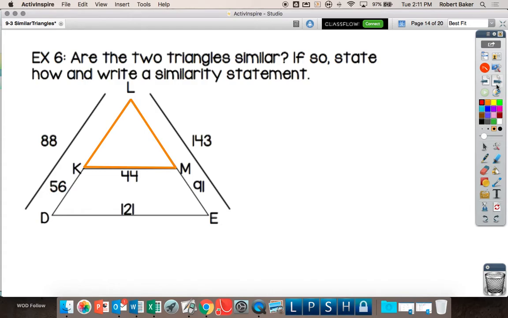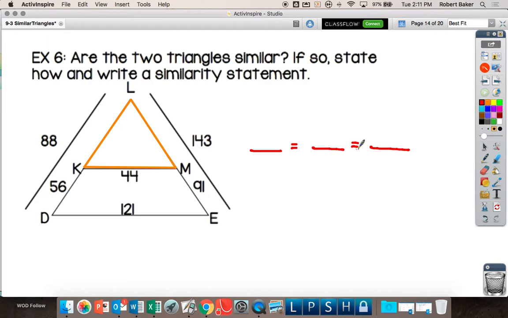So you get to choose however you want to do it. Which way would you like to proceed? Do you want to do side angle side, or do you want to do side side side? I'll pick for you. Side side side. Why not, right? So we have to set up 3 proportions, and we have to make sure that they're all correct.